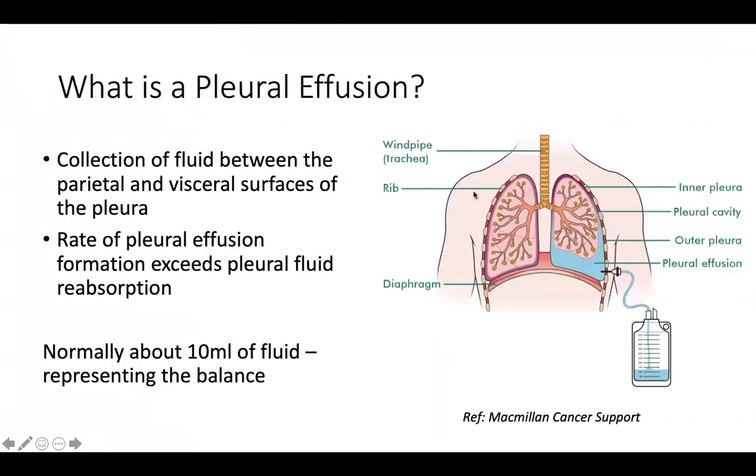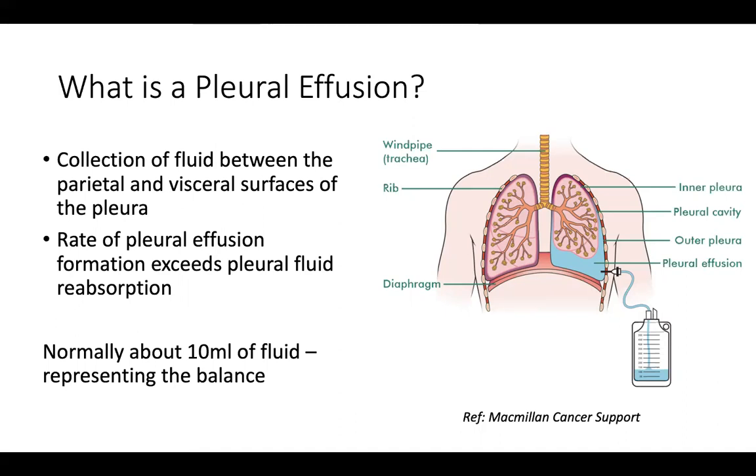Okay, so first, I know we've got a range of year groups, so we're going to work from the basics and build up. Again, if older year groups want us to go quicker, just message it. So starting with pleural effusion. There's always a little bit of fluid between your visceral and your parietal pleura of the lungs.